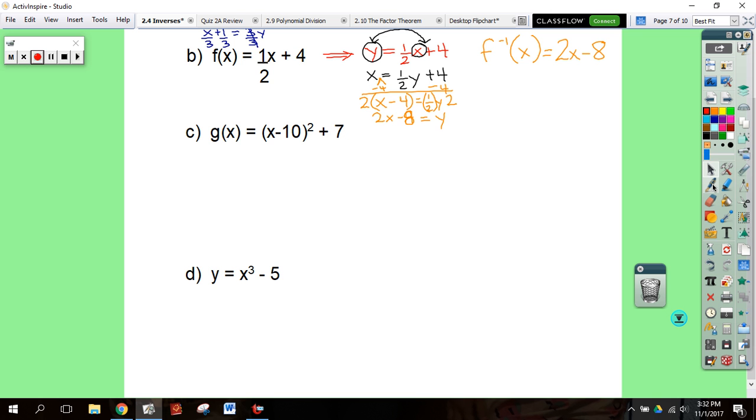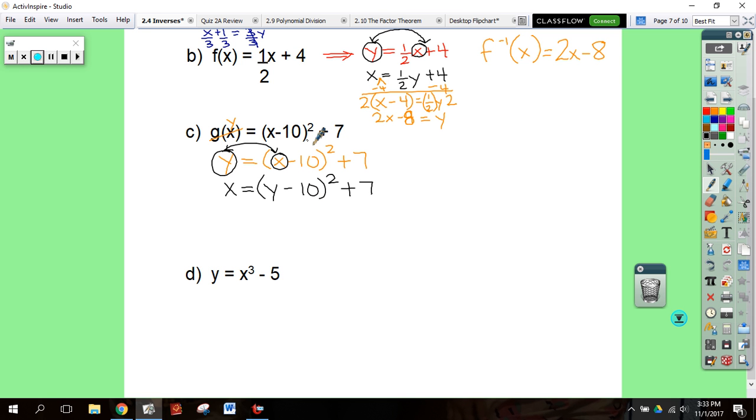Okay, for C, again, this takes the place of y. So really what this is saying is y equals x minus 10 quantity squared plus 7. So the very first step, again, is always just to switch the x and the y. So now you have x equals y minus 10 quantity squared plus 7. So this one is always a tricky one because of the parentheses. So this is what I like to think.